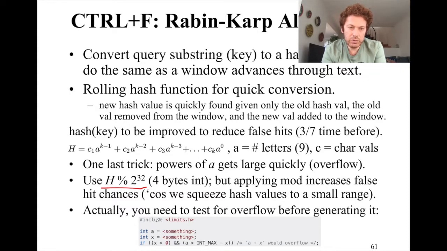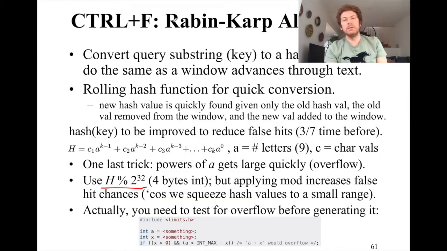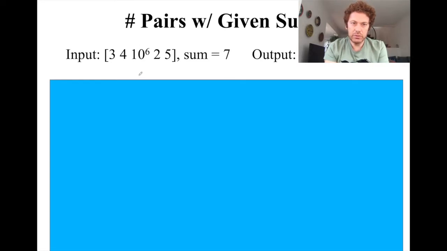So one way to do it in addition is like this. So I have a and I have x. So if a plus x would create an overflow, I don't do that operation. I just test it like that. So you will convert this into modular mode. This is for overflow for additions. Yeah, so that was the Rabin-Karp idea. We are over it. Let's go with the easier but still creative problems.